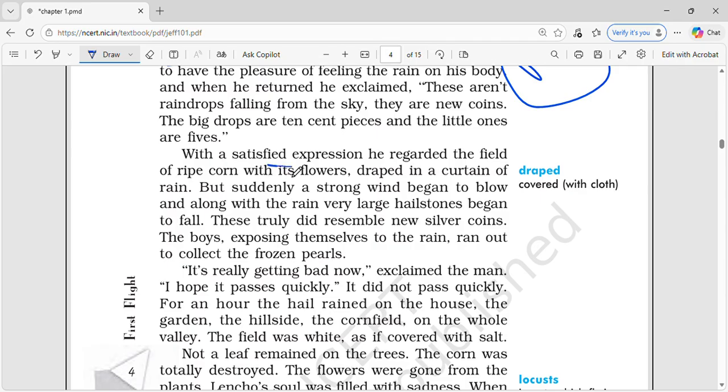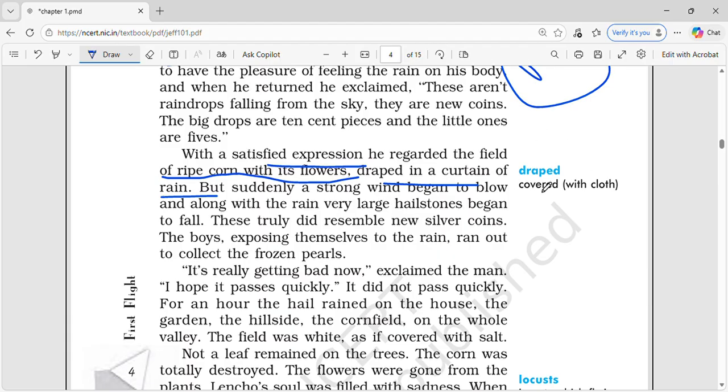So with a satisfied expression he regarded the field of ripe corn with its flowers draped in a curtain of rain. But suddenly a strong wind began to blow, and along with the rain very large hailstones began to fall. This truly resembled new silver coins. The boys, exposing themselves to the rain, ran out to collect the frozen pearls.